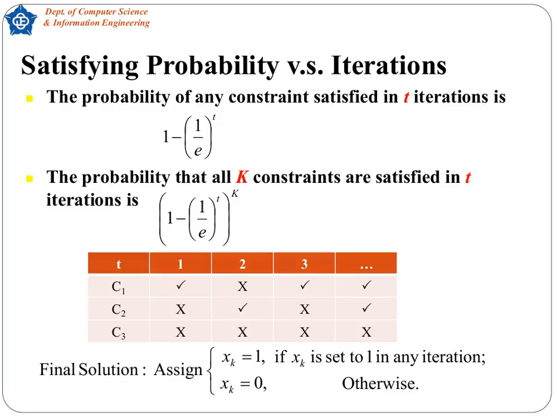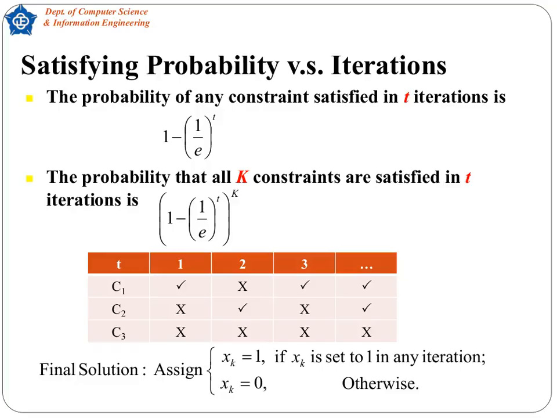Building on that bound, we now see how the probability of satisfying our constraints grows as we run more rounds of randomized rounding. After t iterations, any single constraint is met with probability 1 - (1/e)^t. Because we need all k constraints to hold simultaneously, the overall success probability becomes (1 - (1/e)^t)^k. Below these formulas is a small table illustrating 3 constraints over successive rounds.